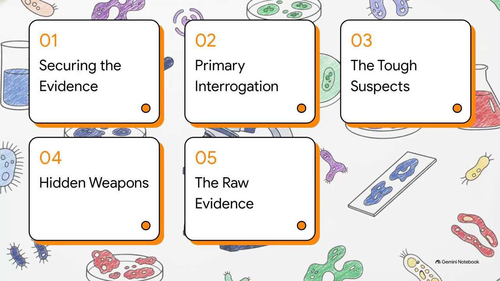So, here's our roadmap, our Microbial Detectives Toolkit. We're going to cover 1. Securing the evidence, 2. The primary interrogation, 3. The tough suspects, 4. Hidden weapons and structures, and finally, 5. The raw evidence. Let's get right into it.